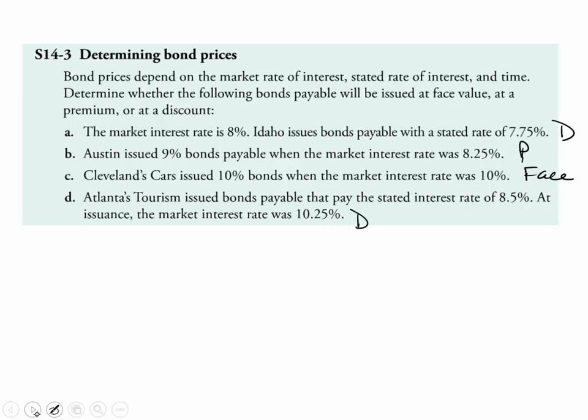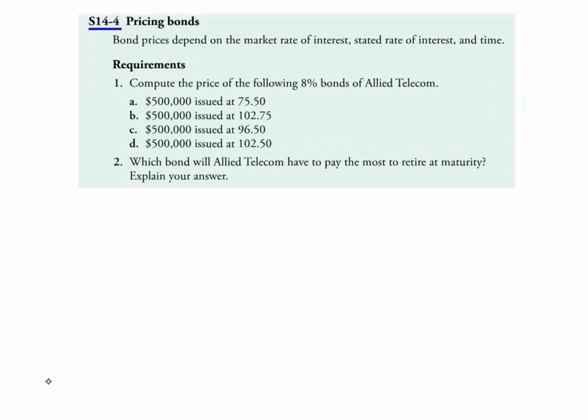So this next problem shows you what these things will look like. We are issuing 8% bonds, $500,000 worth, and this is how you say it: issued at 75.5 or issued at 102. Basically, the face value in all of these is 500,000, and then you take that times this issue price. That's what this is right here. This is the issue price.